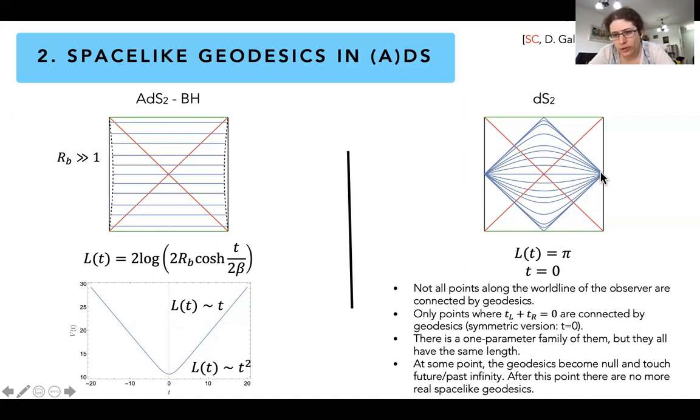And at some point, the geodesic becomes null and touches future or past infinity. And after this point, there are no more real space-like geodesics. Geodesics become complex. So this in itself is just a curiosity to see how different the geodesics are, but these properties of how space-like geodesics behave in De Sitter are going to be important later. So just remember this kind of diamond element of how space-like geodesics behave in De Sitter, which will be important when we talk about flow geometries and how to essentially study De Sitter holographically.